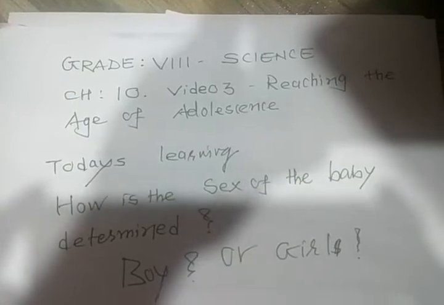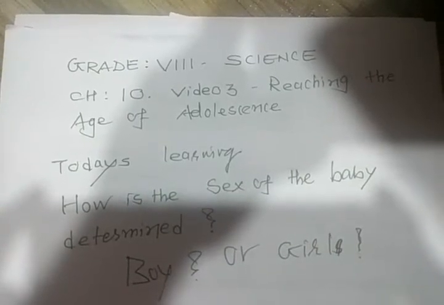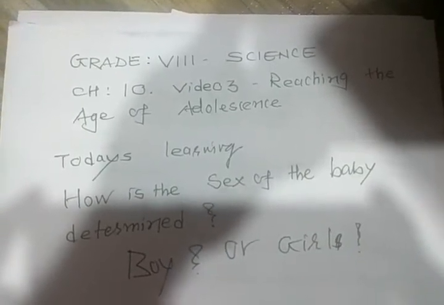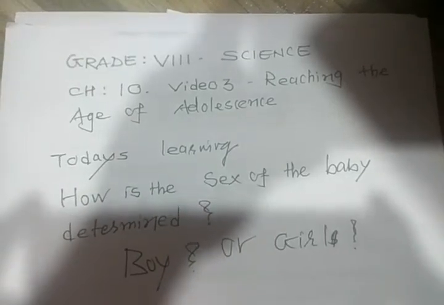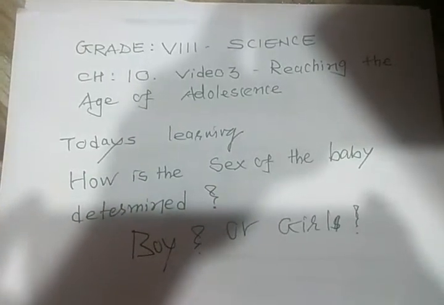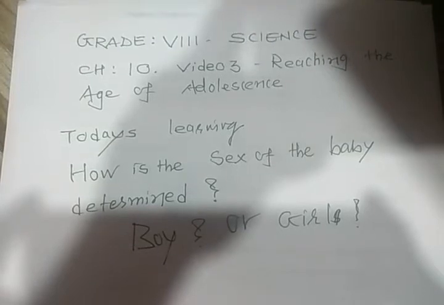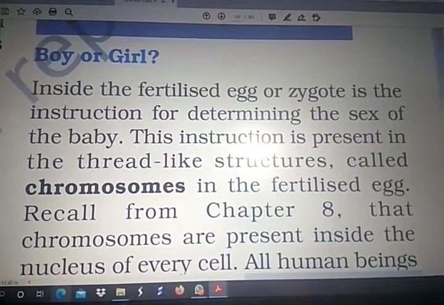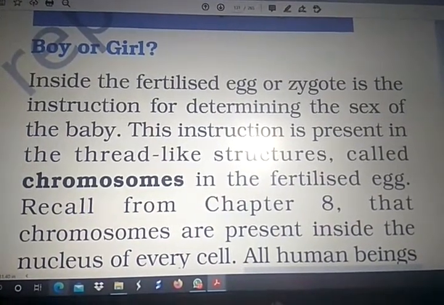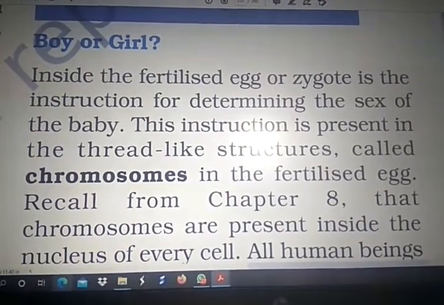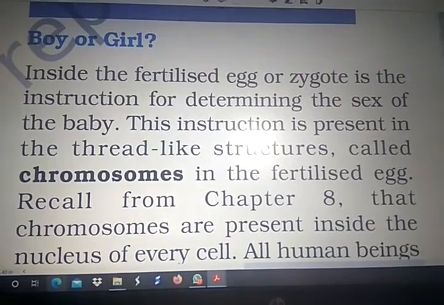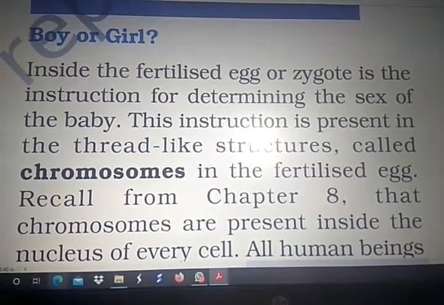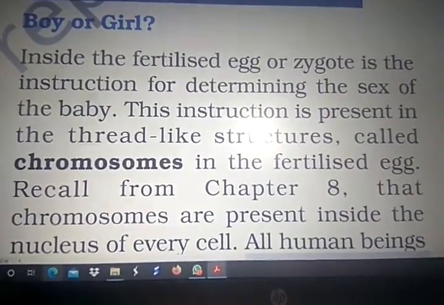Chapter number 10. This is the last video of this chapter, Reaching the Age of Adolescence. Today's learning point: how is the sex of the baby determined, whether boy or girl? So you are requested to open page number 118, from our NCERT textbook.